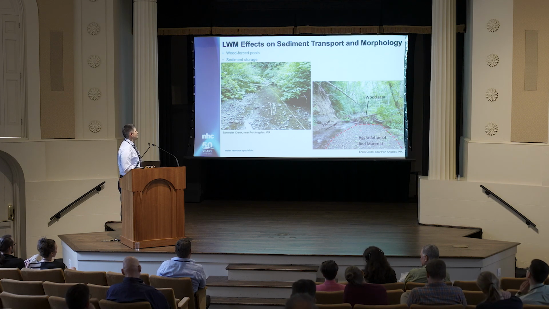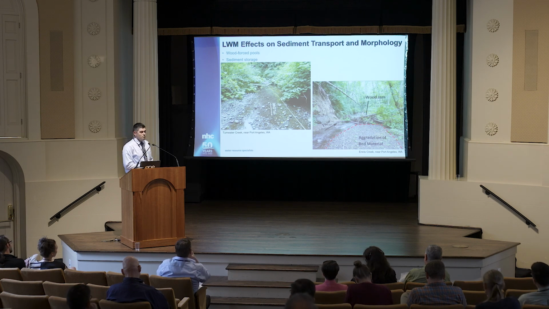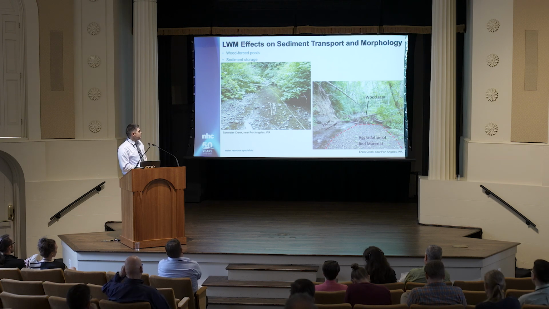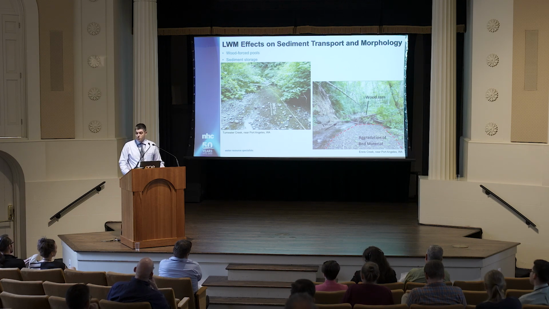And at the same time, wood can serve as a big regulator of sediment transport patterns. For example, this is from Ennis Creek, again near Port Angeles. As you can see here, the obstruction caused by this wood jam has aggraded so much bed material. As a matter of fact, for this creek, because it brings a lot of wood and sediment from upstream, the wood is actually causing downstream sediment starvation issues. So it is very important to account for the wood.